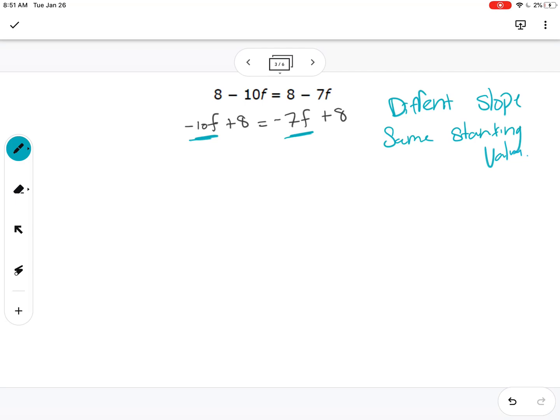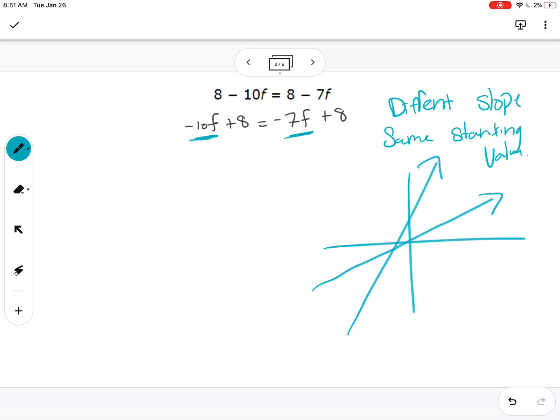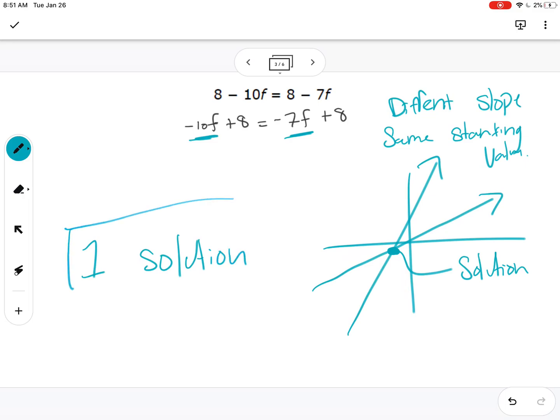Because they have a different slope, they're growing at different rates, right? One might be growing like this, the other one might be growing like this. They're traveling at different speeds. But notice, if they have different rates or different speeds, one will catch up with the other eventually. Thus, this equation has a solution. In fact, it only has one solution. And a really easy way to tell is, are the numbers in front of the variables different? If they are, only one solution.